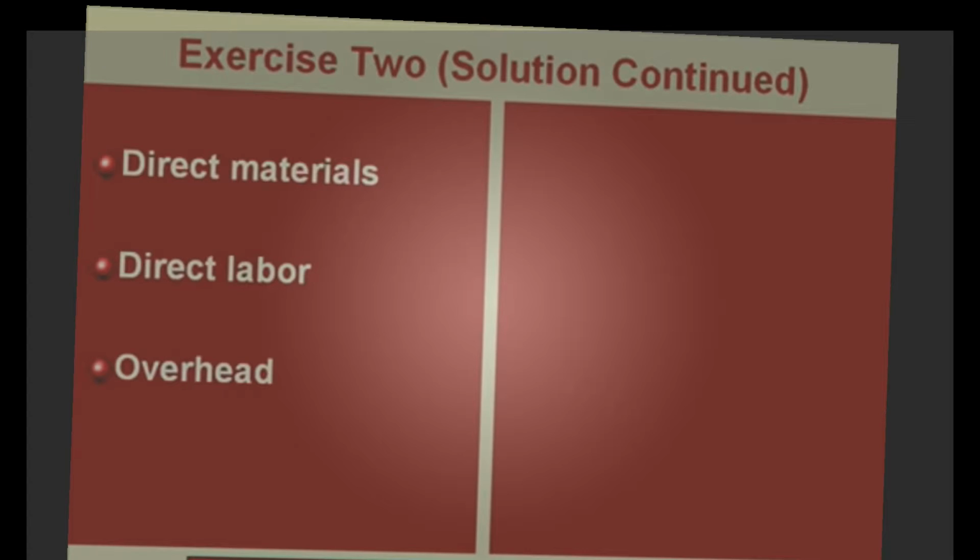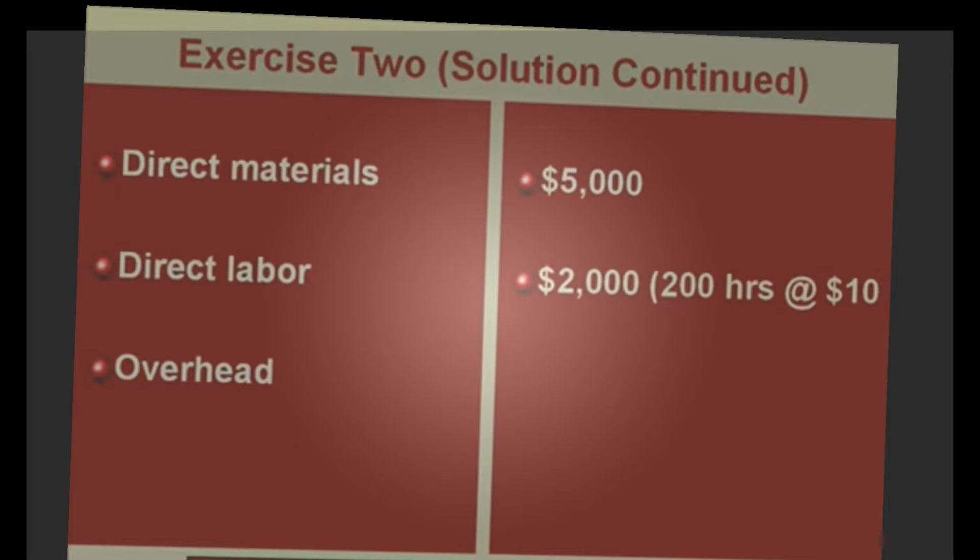Have you tried this problem? What are the answers you got? Here are the answers. Material, actual cost $5,000. Labor, actual cost $2,000, which is 200 hours at $10 per hour. Overhead $4,000, because you decided to charge overhead 2 times the labor cost. So the total cost is $11,000.